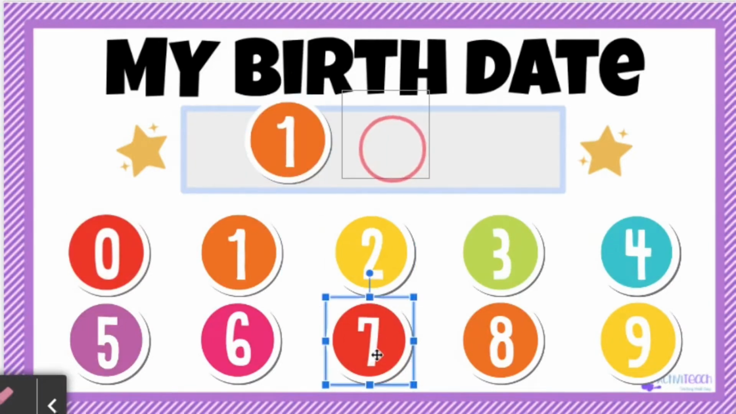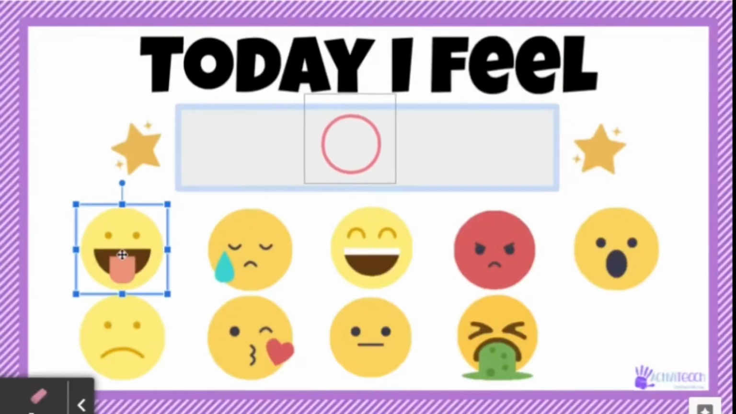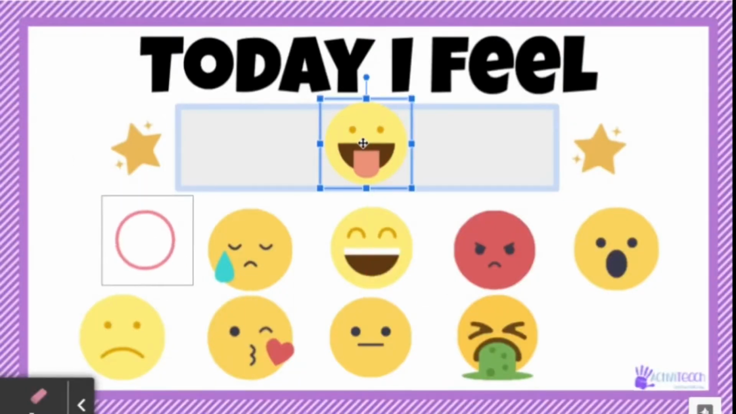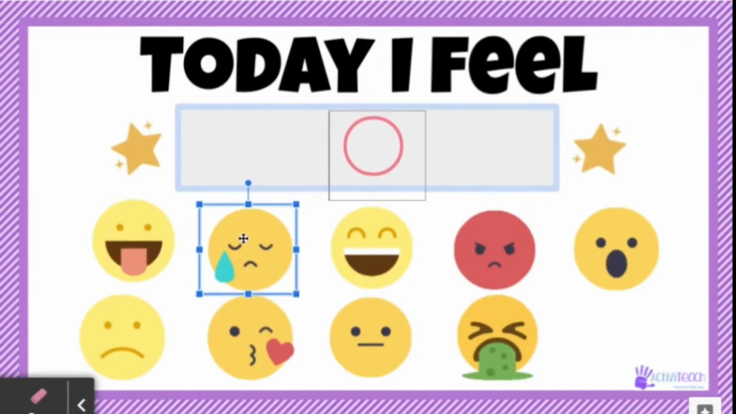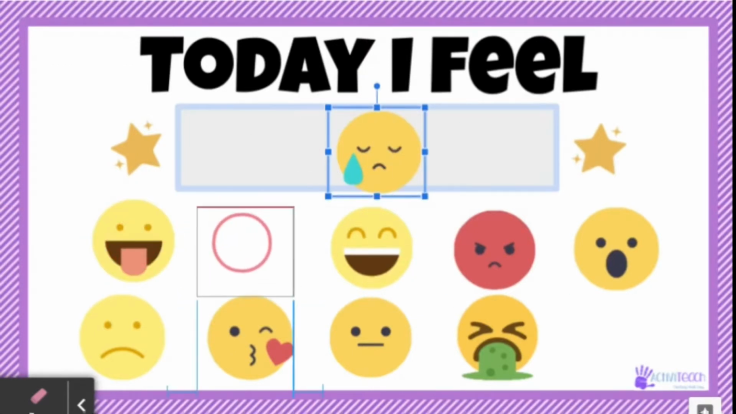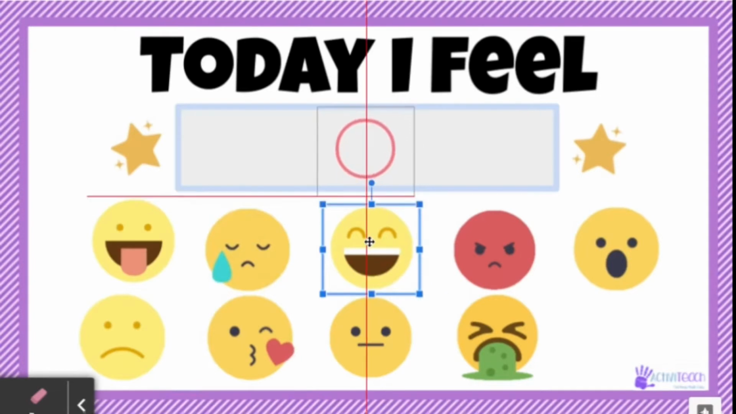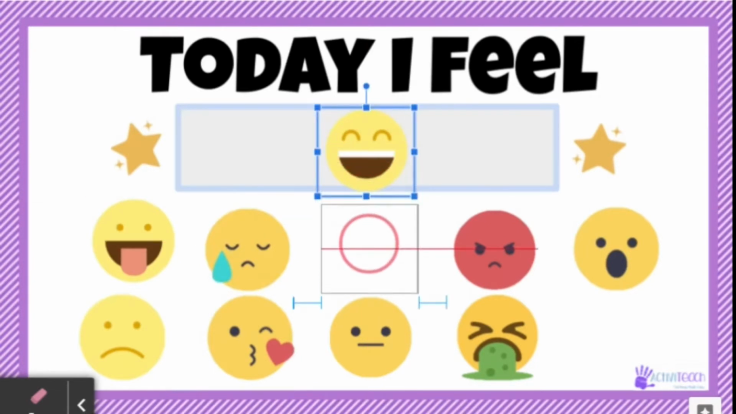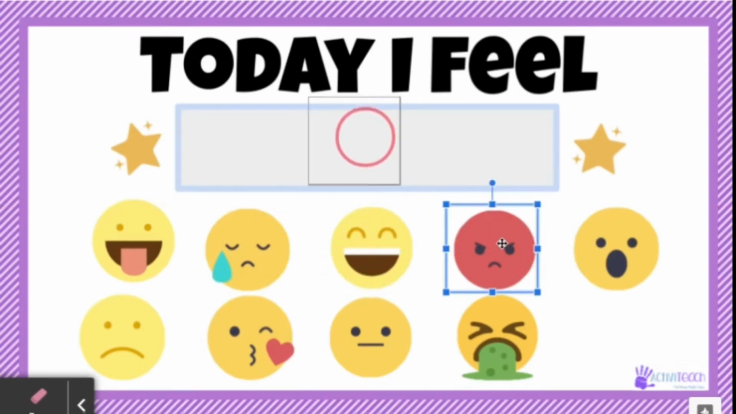If it's individualized, then obviously the students just put their own birth date. The next slide is for emotions. This is probably my students' favorite slide because, of course, they love the character or the smiley face that's sticking out their tongue. They also love the one that's vomiting. Some of the kids like to make a joke out of it and say that they're sick.